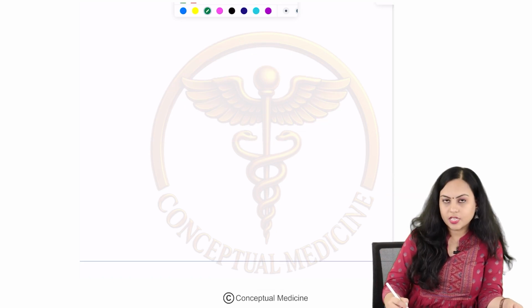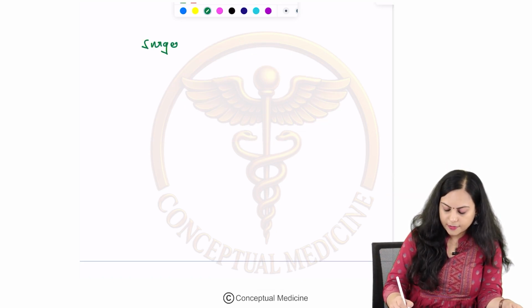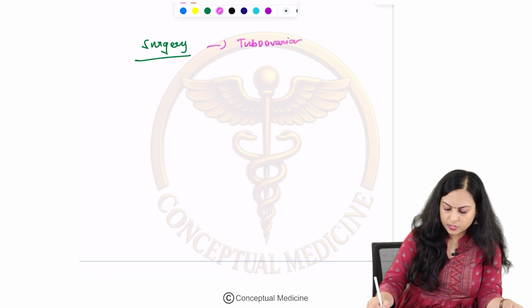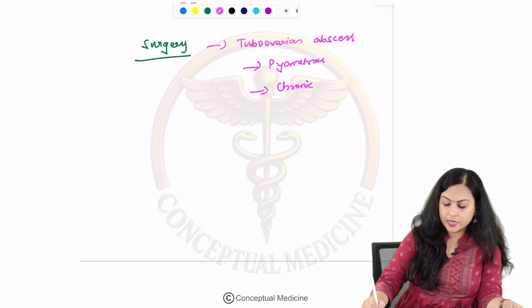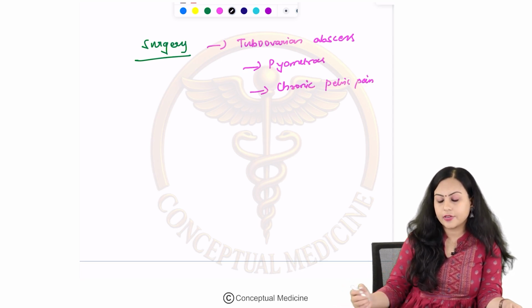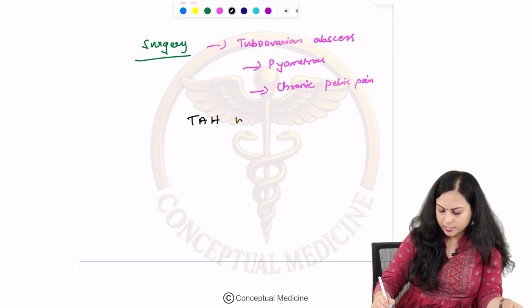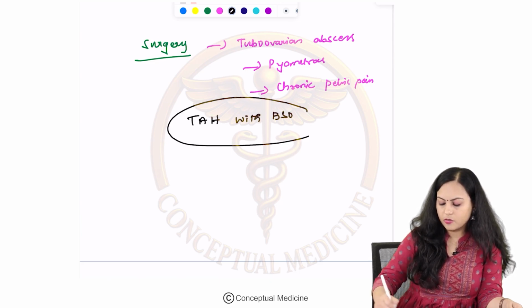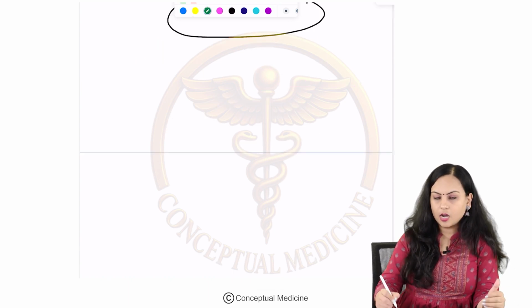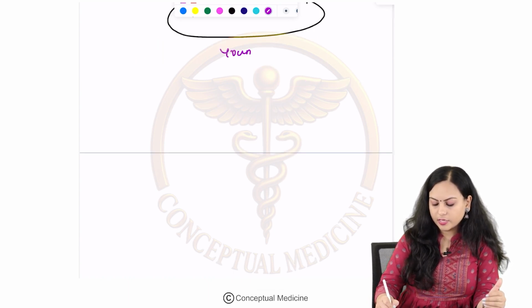Clear? Sometimes the patient may need even surgery when she has tubo-ovarian abscess, pyometras, chronic pelvic pain, and the ideal surgery you can do is total abdominal hysterectomy with bilateral salpingo-oophorectomy. Okay. However, if the woman is young, then at least one ovary should be preserved. Clear?